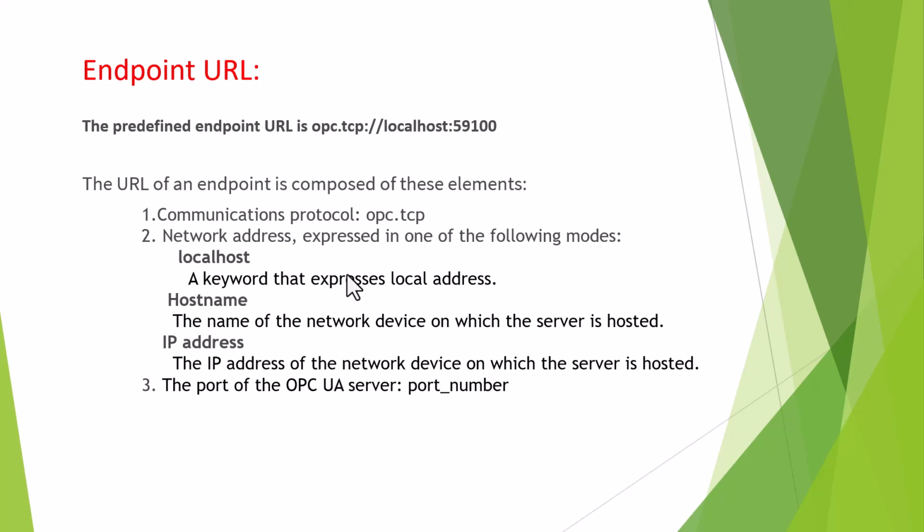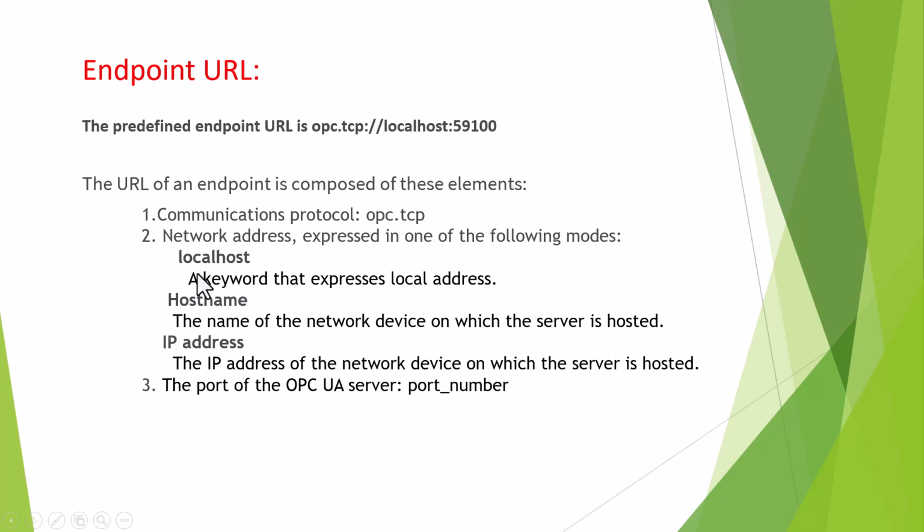Endpoint URL. This OPC UA is very important. We have to use this one. It's called endpoint URL. It is opc.tcp://localhost:59100. What this means: opc.tcp means the communication protocol. If you see opc.tcp, that's OPC UA.